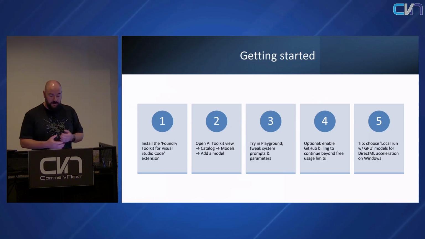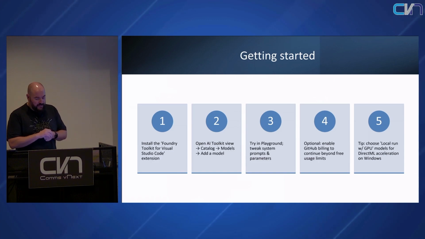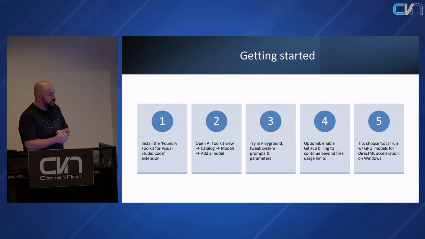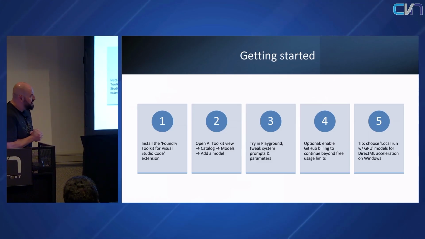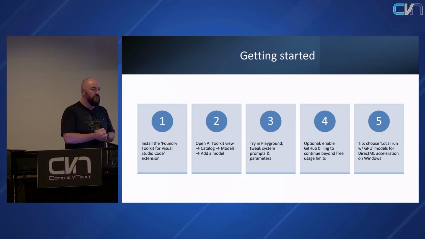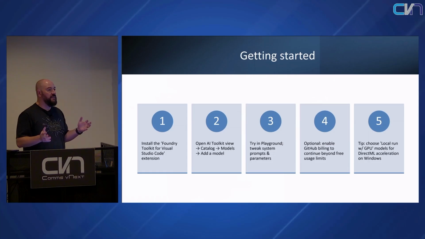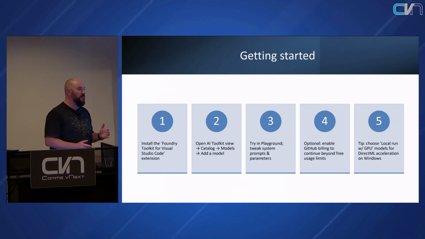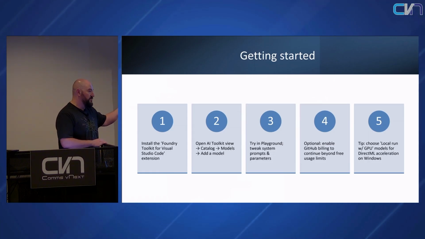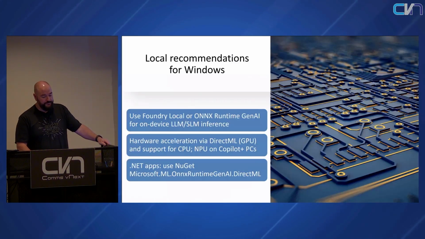So it's all available in Visual Studio Code. And then a tip: when you're running local GPU models, choose DirectML acceleration. If you're going to run it on a GPU, use DirectML acceleration. There are other means to do this, but there's a lot of detail and it's kind of complicated. I would always recommend choosing DirectML. It runs a lot better and smoother.